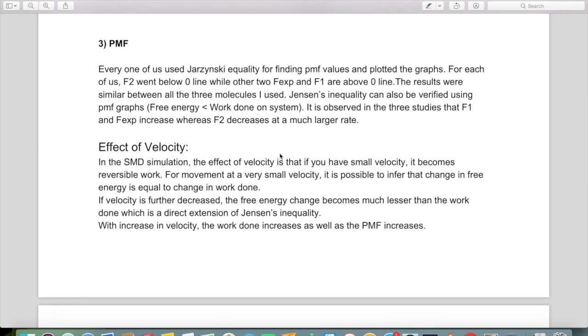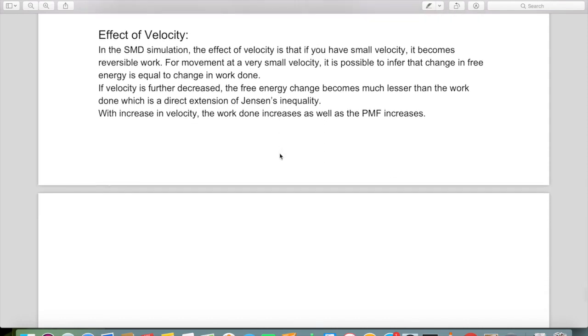PMF. Every one of us used Jarzynski's equality for finding PMF values and plotted the graphs. For each of us, F2 went below the zero line, while the other two, which are Fexp and F1, are above the zero line, which is the x-axis. The results were similar between all the three molecules. Jensen's inequality can also be verified using PMF graphs, which is that free energy is less than or equal to work done on the system. It is observed in the three studies that F1 and Fexp increase whereas F2 decreases at a much larger rate.